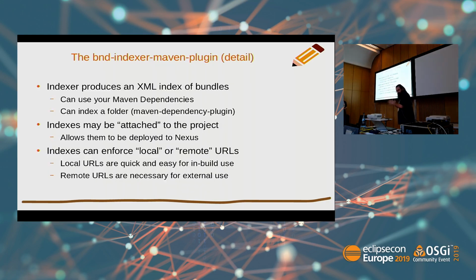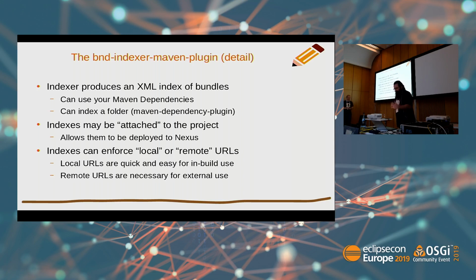Like I said, it indexes into XML format, which is the OSGi R5 specified repository format, and includes all that metadata. It can index a folder full of artifacts, or the Maven dependencies. And then the indexes can also be attached to your project output artifacts so that you can publish it into, let's say, Maven Central or any other repository.